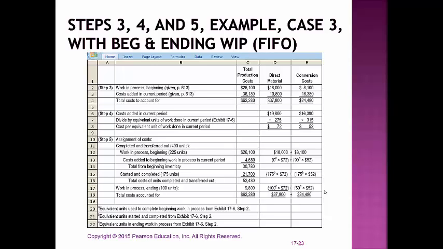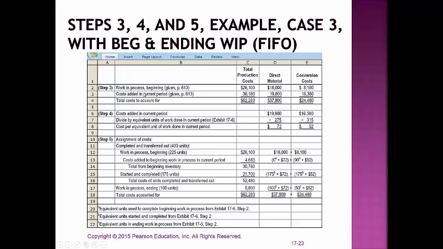Now, in regards to step 3, we're going to be paying special attention to the costs that were brought over from the prior period under this method. Let's first take a look at how those numbers get filled in. We have work in process beginning of 26,100, which is made up of direct materials at 18,000 and conversion cost of 8,100. Then the cost in this current period, 19,800 and 16,380, for a total of 36,180.